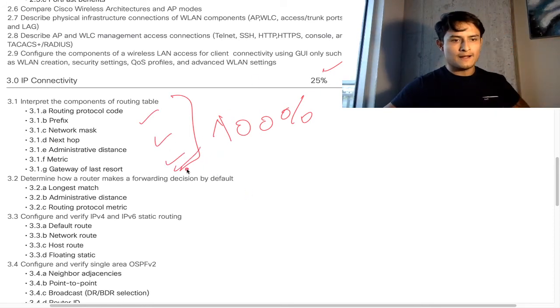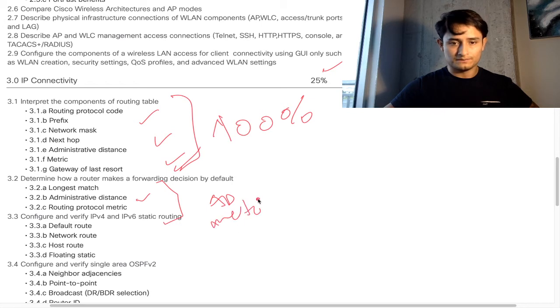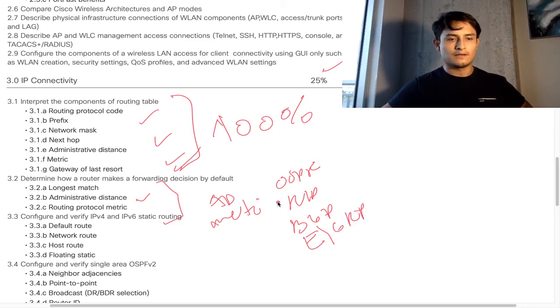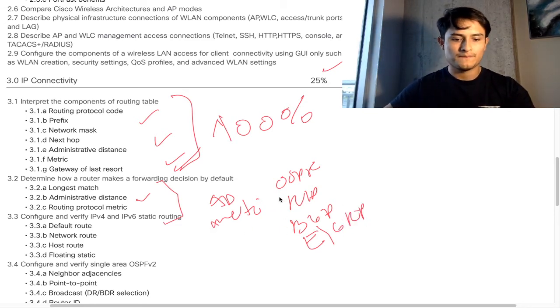Okay. How a router makes a forward decision by default. Longest match. Yes, you need to know what a longest match is. Administrative distance. So you know you have your AD. Yes. Protocol metrics. You have your metrics too. For all the protocols, you know, for OSPF, for RIP, for BGP, for EIGRP. You need to know the metrics, the ADs for each one of them. Okay.